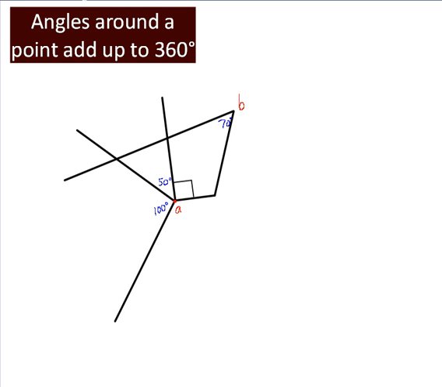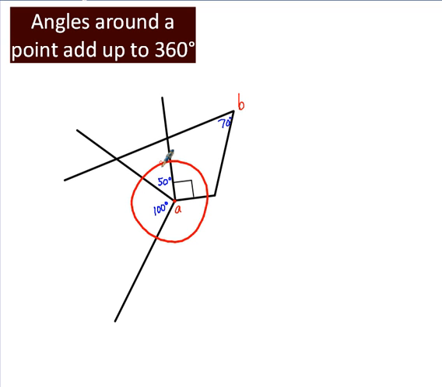In this video, I'm going to show you how to use the fact that angles around a point add up to 360 degrees to find missing angles. It would help if you'd watch the introductory video about angle facts before you watch this one. Okay, so we're going to find angle A first of all, and then find angle B.